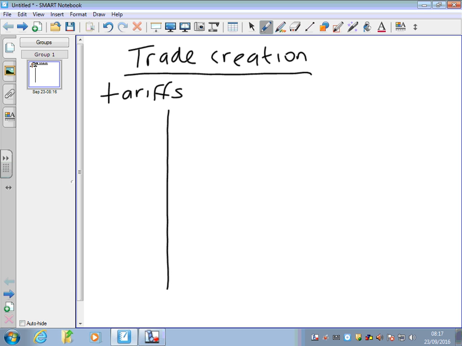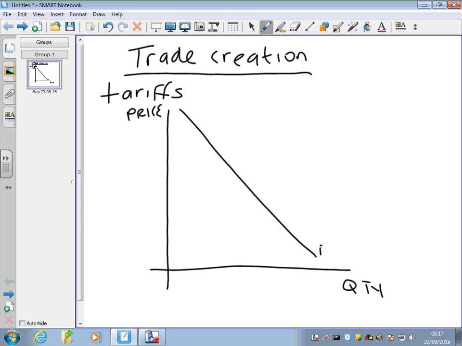Right, now before we draw this diagram, let's just think about something we looked at in microeconomics. We've got the demand for a good or a service, and we've got the supply of a good or a service. The market equilibrium price will be determined by the price mechanism. So the equilibrium will occur at P star, Q star.